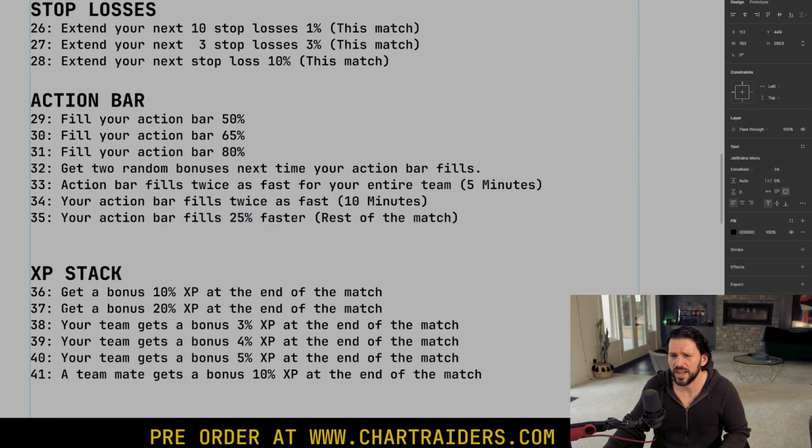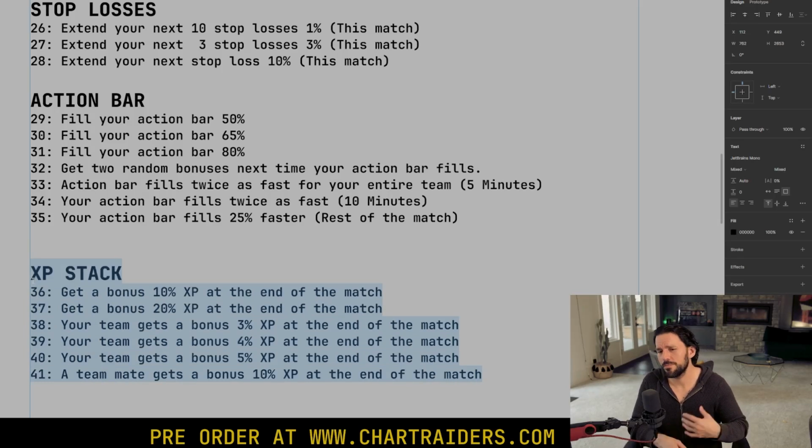Next is our XP stack. Get a bonus 10% XP at the end of the match, 20%. Your team gets a 3%, 4%, 5% at the end of the match, or a teammate gets 10% at the end of the match. So again, these are ones that aren't valuable in the match, but if you stacked enough of these, you could get some pretty crazy experience points at the end of the match, which gives you more level ups, which gives you more crates, which gives you more currency. So they're not great for in match, but they can be pretty powerful out of match.